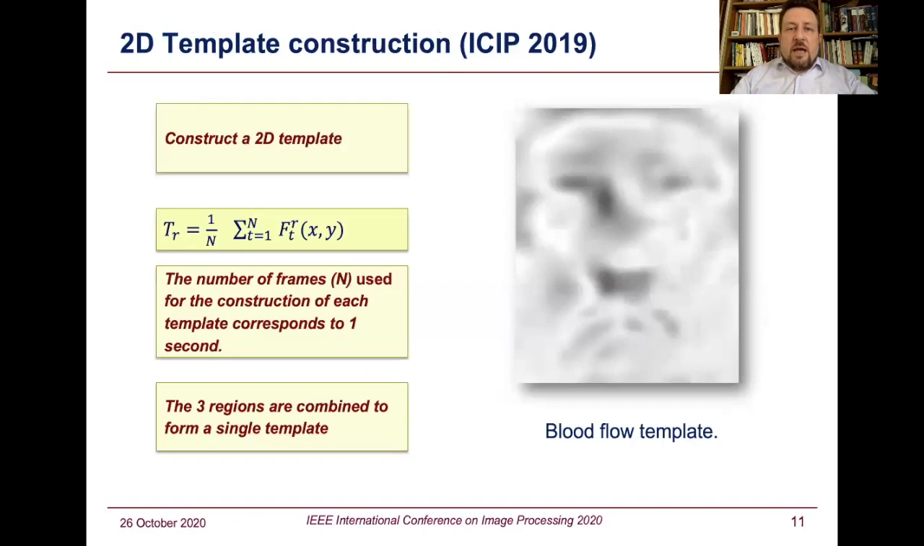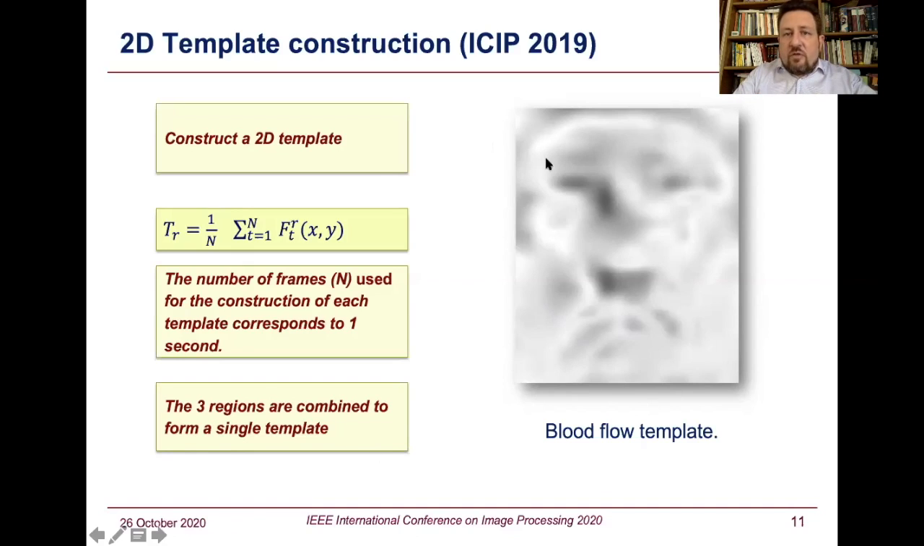So in ICIP 2019, we thought of something really easy and really efficient to do. So we sort of eliminated the temporal element. How? We just averaged these phase images over a period of time. That period of time was 1 second, and essentially it was 30 frames. And we constructed a blood flow template. And this alleviates the phase variance problem, of course.